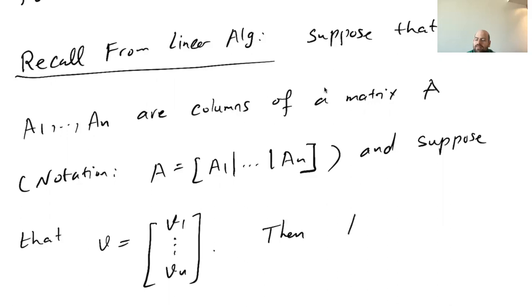Then A times V, so this is a matrix times vector. This has n columns, and this vector V has n rows. We know that if you want to multiply a matrix by a vector, the number of columns here should be the same as the number of rows here. And this is the case because this A has n columns, A1 to AN, and V is a vector with n rows and elements, V1 to Vn.